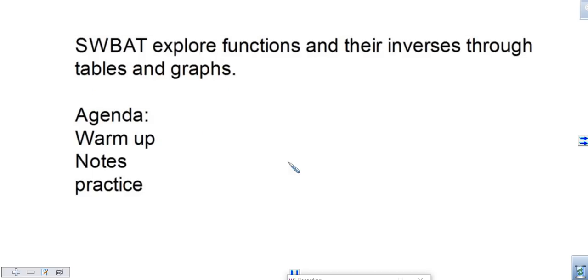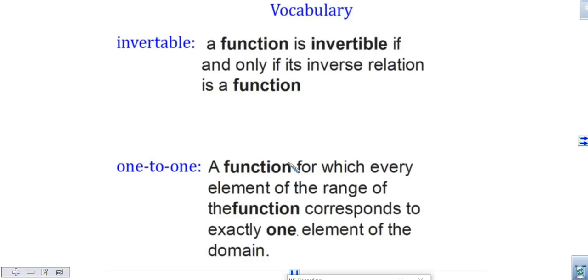Alright, so today we're going to explore functions and their graphs through tables, and their inverses through tables and graphs. Some key vocabulary that you need is the word invertible. A function is invertible if and only if its inverse relation is a function. Okay? So basically, we start out with a function, and then the inverse of it is a function as well. Well, what does it mean for it to be a function as well?